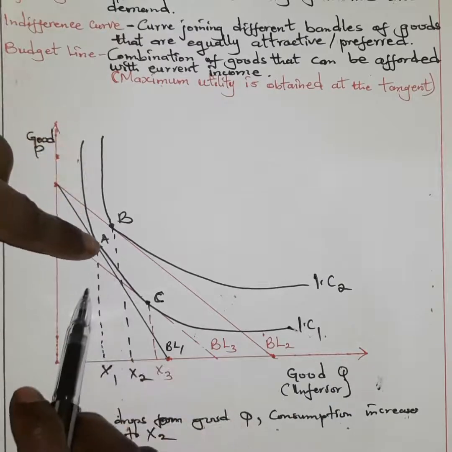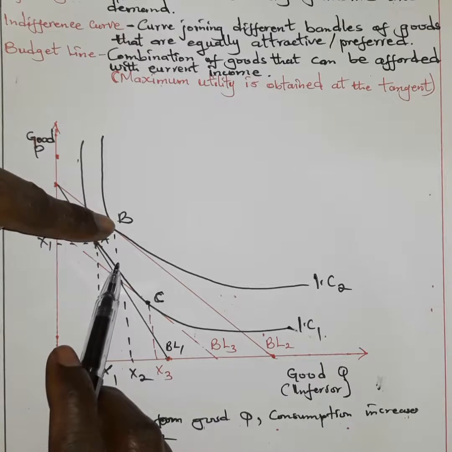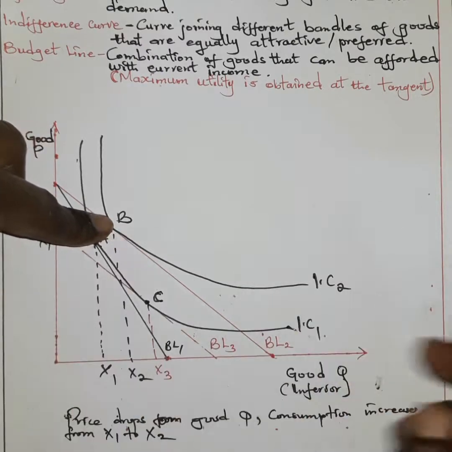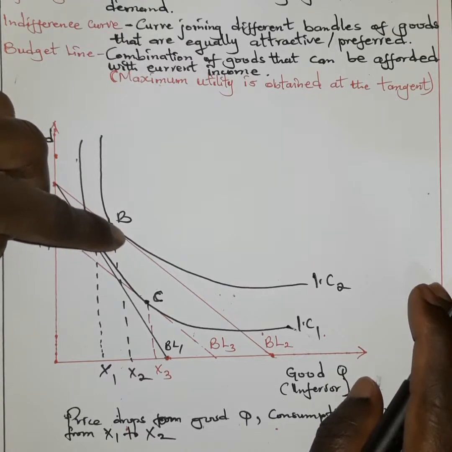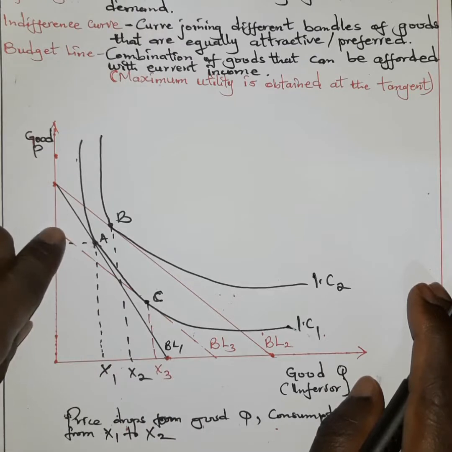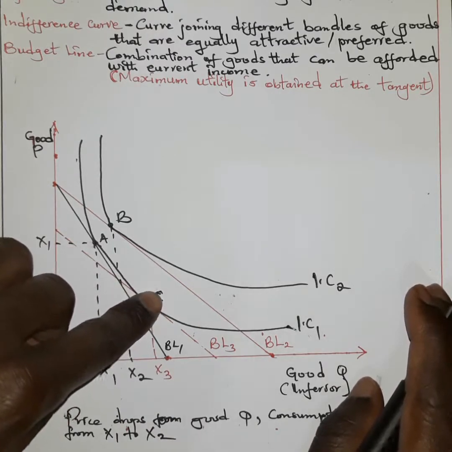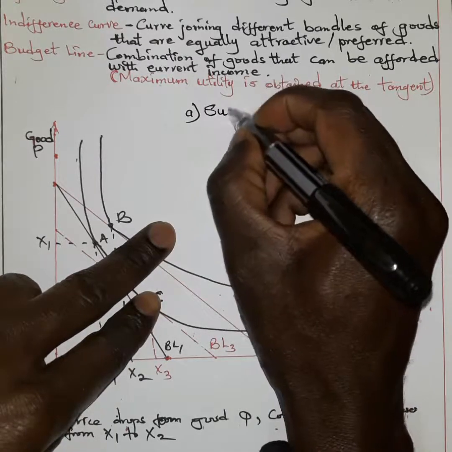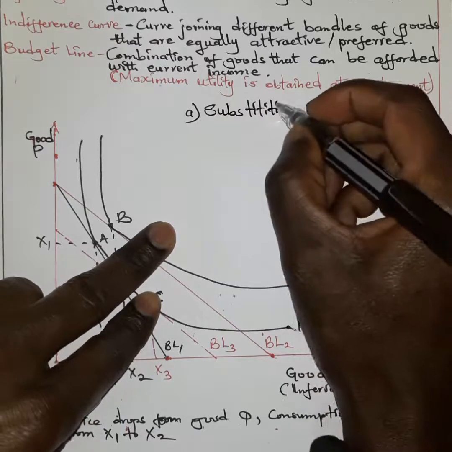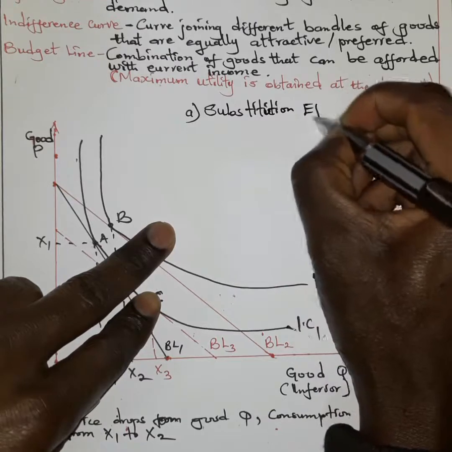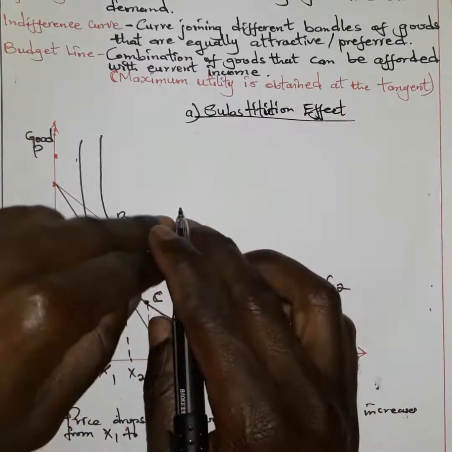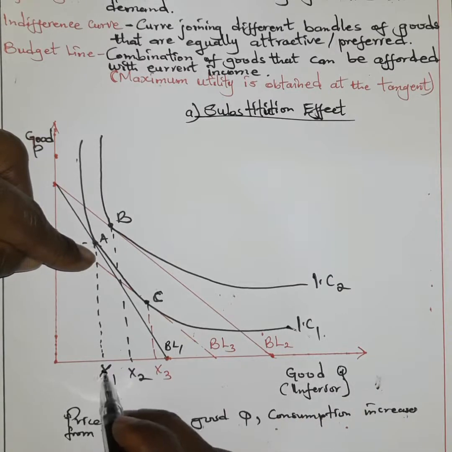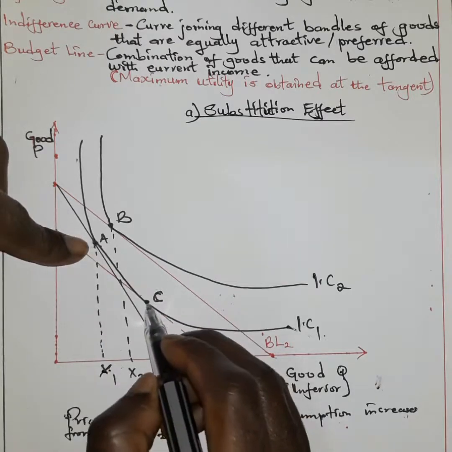Now, initially we had consumption at A, and due to the decrease in prices, the goods consumption went to B. Finally, for us to look at the effect of the substitution and income effect, we drew this budget line BL and we obtained the tangent at point C. Then from this scenario, you will realize that the substitution effect takes place where the units consumed of good Q increase from X1 to X3, that is from A to C.